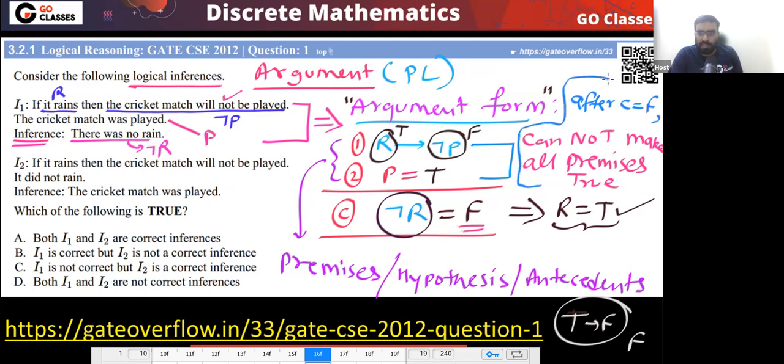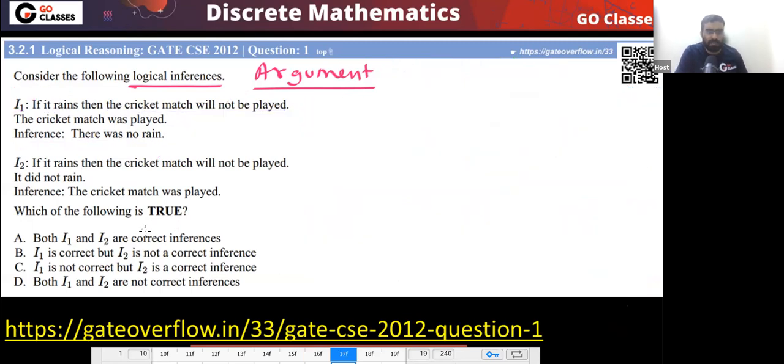After making this conclusion false, you cannot make the premises true. And what this means? This means that this is a valid argument. This argument is valid. So finally, I can say that this I1 is definitely correct. I1 is a correct inference. Let's see the I2.